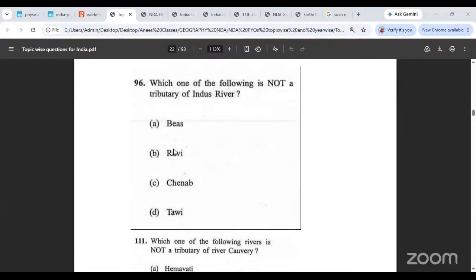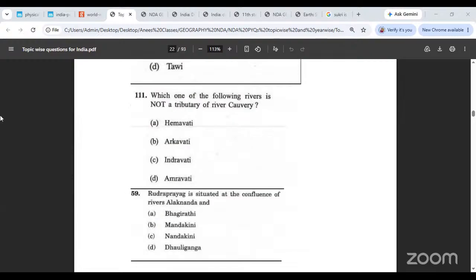Okay, which one of the following is not a tributary? This is the question I was talking about. Tavi, very correct. Tavi is a tributary of the Chenab. Okay, but it is not directly a tributary of Indus. So ideally, it is considered part of the Indus river system, but it is not a direct tributary. बाकी बियास, रावी, चेनाब वगैरह जो है, वो तो इंडस के प्रॉपर डायरेक्ट ट्रिब्यूटरीज है. ओके, ठीक है.